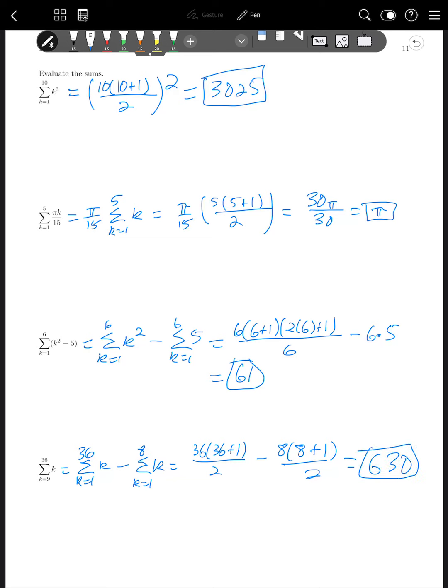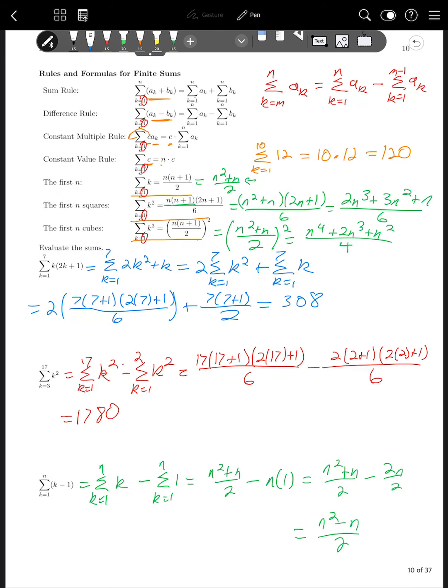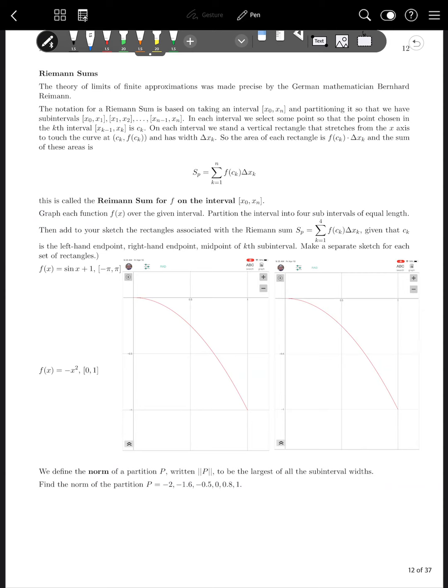Okay, so that's how our summation rules work. Now what we really want to be able to do with this is write expressions for things that look like this with an n, like n squared minus n over 2, and then find the limit as n goes to infinity. So that's what we're going to try and do here, to find areas under the curve. If we look at the next page, this leads us into Riemann sums.